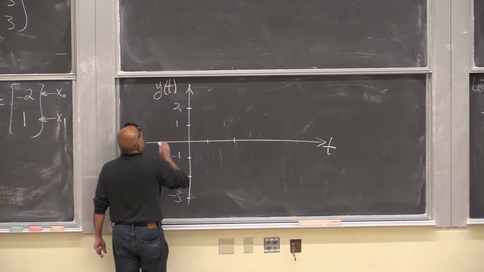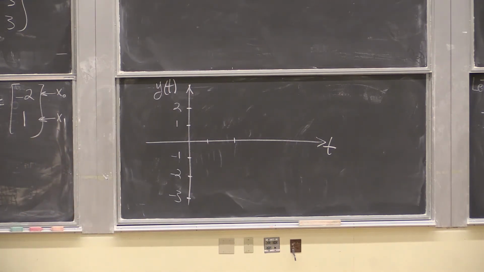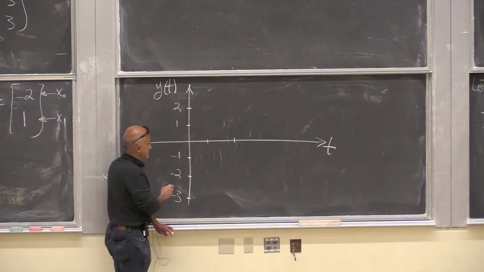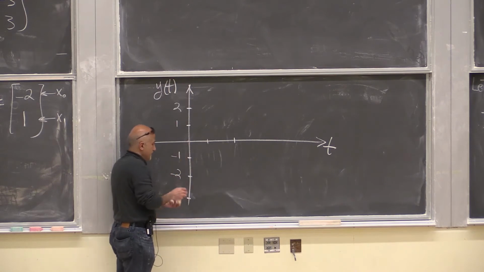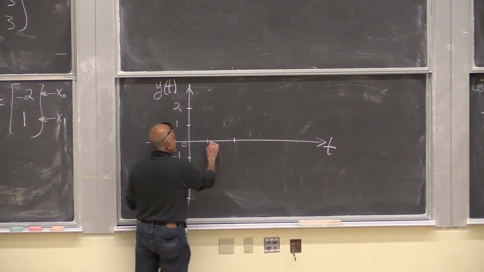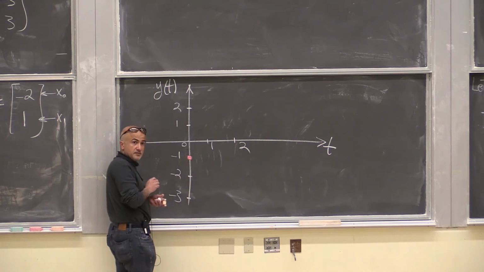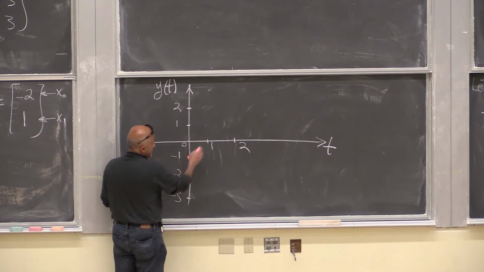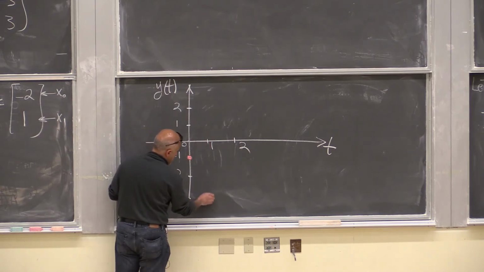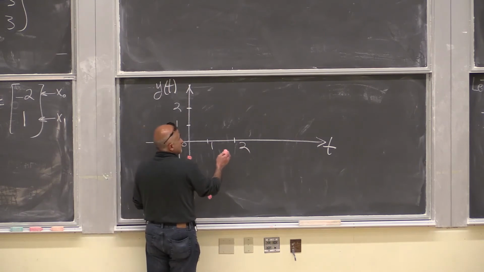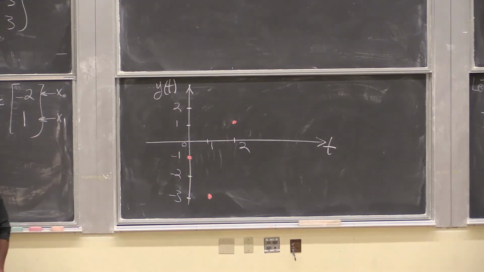This is y of t. And my measured values were what? At t equals 0, it's what? -1. So that's my first data point. That's what I measured at t equals 0. At t equals 1, I measured what? -3. So that's down here. And at 2, I measured 1. So that's up here. So I've got these three data points, and I'm trying to fit a straight line through them.